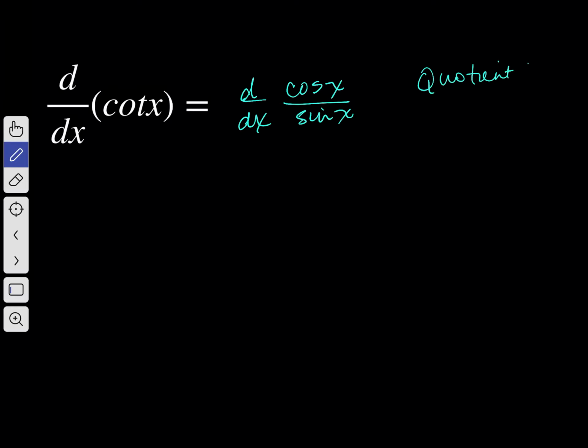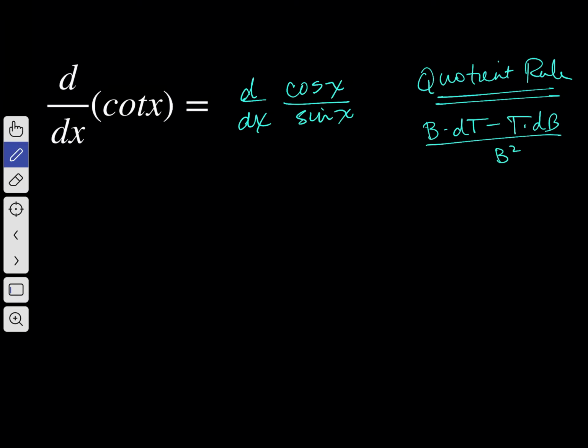Quotient rule. You write it about 10 times, you're going to know it. Bottom, derivative of the top, minus top, derivative of the bottom, over bottom squared. Okay, so let's see, bottom times derivative of the top: the derivative of cosine is negative sine x, minus the top times the derivative of the bottom.